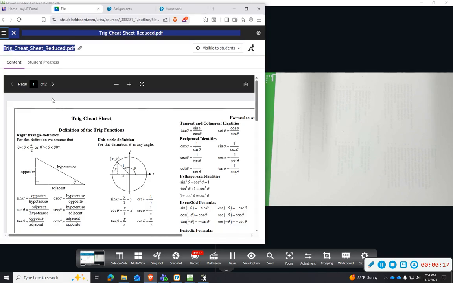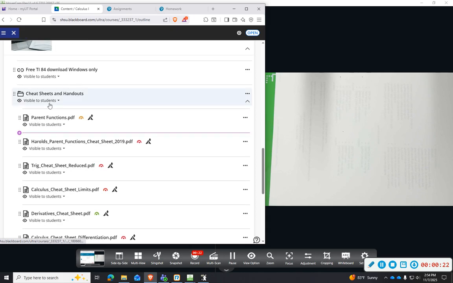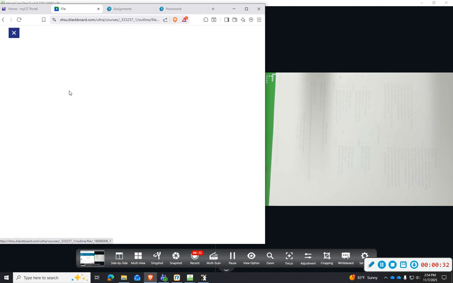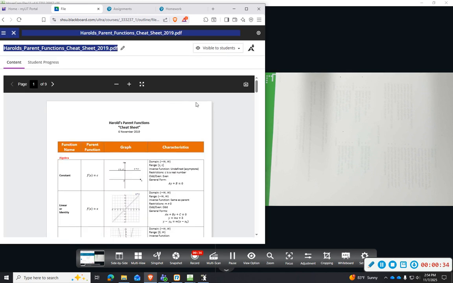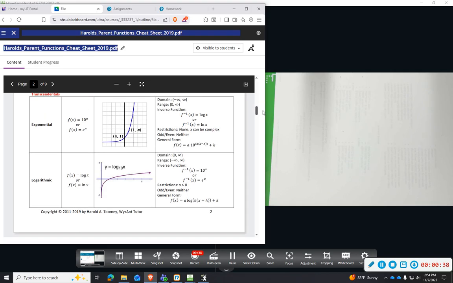And so I'm going to go back to our course, and in our video section we have the parent functions and then the hero parent functions. This is a sheet that goes over all of the different graphs. So I'm going to open up this, and we're going to verify which trig function we're looking at, and then we're going to find the derivative.